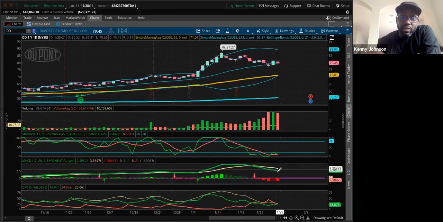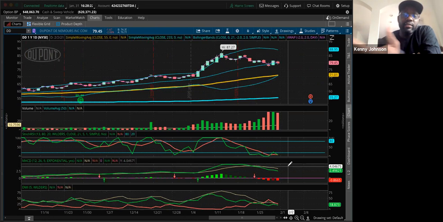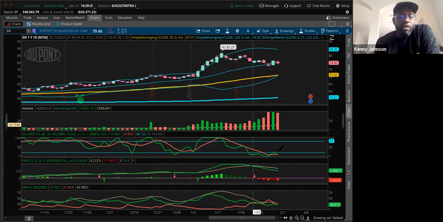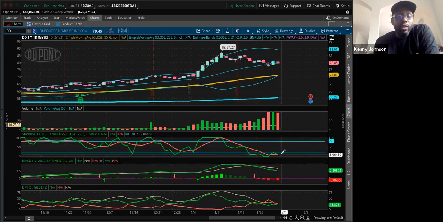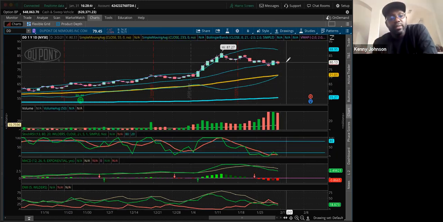Now, with that MACD and that DMI, it would be nice to see if the green crossed over the red or the green crossed over the level to give us that upward trend. That's what we're looking for in order to pull the trigger. You know what I'm saying? The RSI is good though, because it's at the oversold mark. And with it being at the middle Bollinger Band, it's a possibility, but it's not full confirmation.